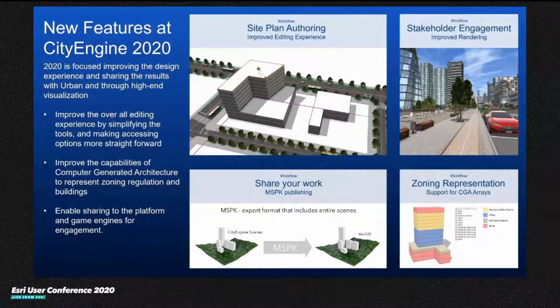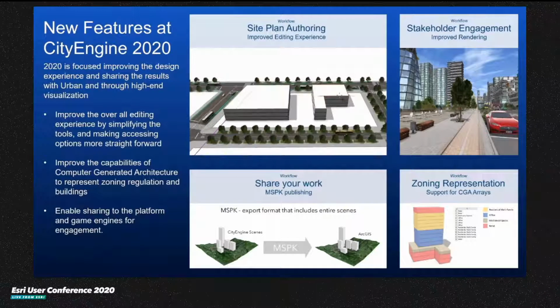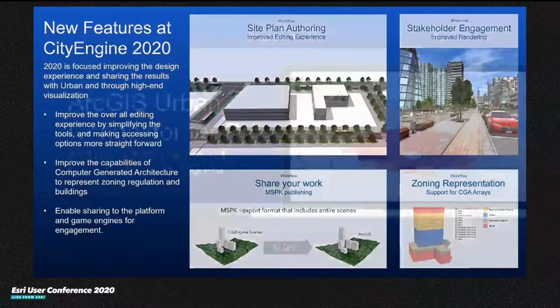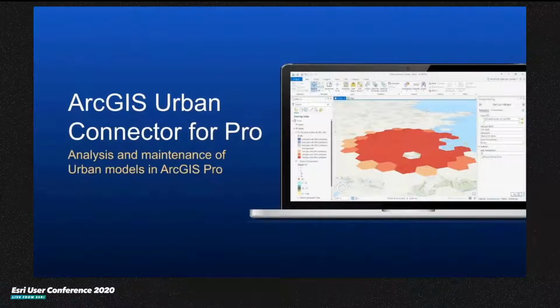We added in mobile scene layer packaging so that you can take a whole plan project, package it as a single file, and then share that for use in another application like ArcGIS Earth. And then CityEngine continues to expand the capabilities of computer-generated architecture to do more sophisticated zoning representation in support of ArcGIS Urban. Beyond CityEngine, this year we're expanding our integration of ArcGIS Urban to include Pro with the ArcGIS Urban connector for Pro.